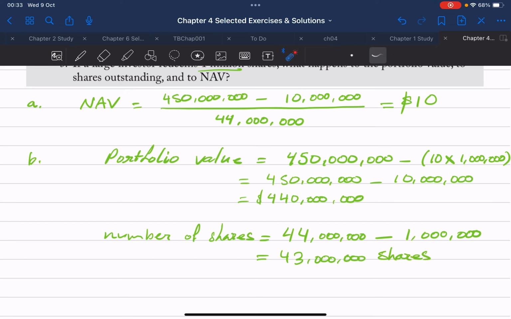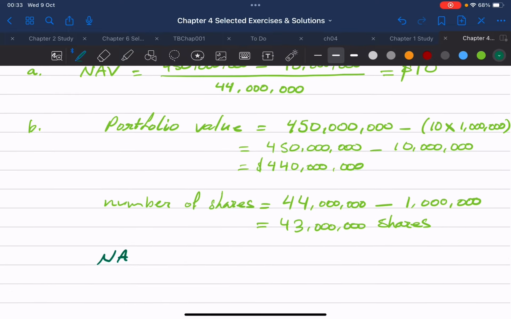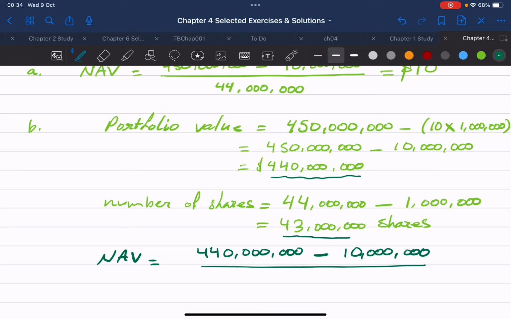All right, now notice that I have started with the impact that redemption will have on the portfolio value and the number of shares first before I calculate the new net asset value. Why? Because I'm going to need both of these as the inputs to my new net asset value formula. Okay, so now the new net asset value is going to become 440 million, which is the new market value of the fund, minus 10 million, which is the market value of the fund's liabilities, divided by the new number of outstanding shares, which is 43 million.